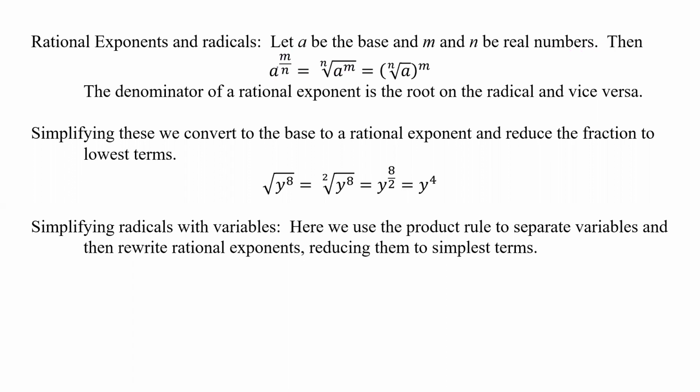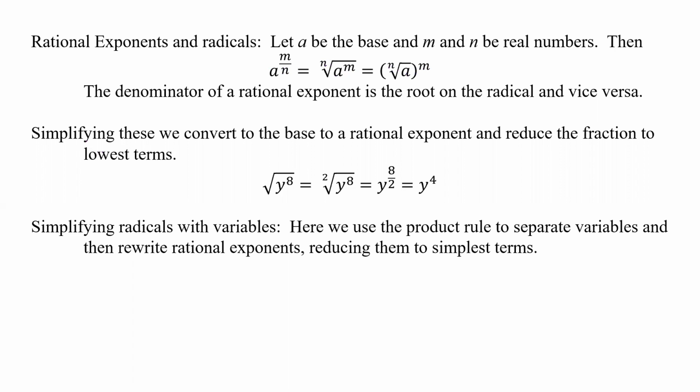And so we're taking a to the m power, but we're taking the nth root of that. And we can also write it this way: the nth root of a, the whole thing raised to the m power. So you can have it underneath here, or we can have it out here. Now the denominator of the rational exponent is the root on the radical and vice versa. Like I was saying, that's our root, and so it goes here.